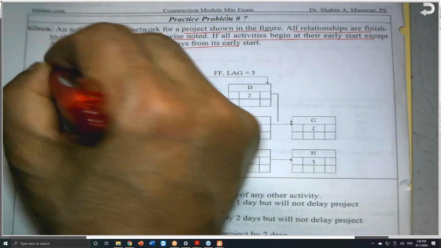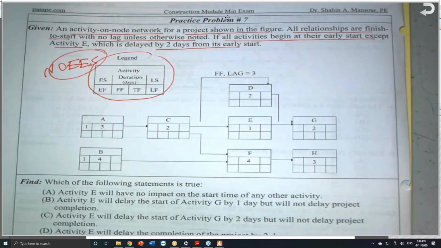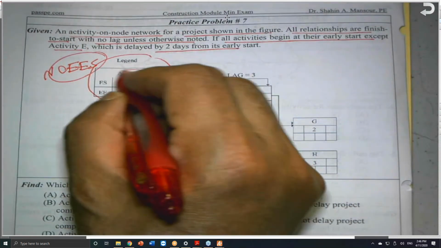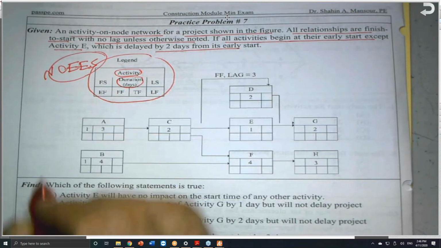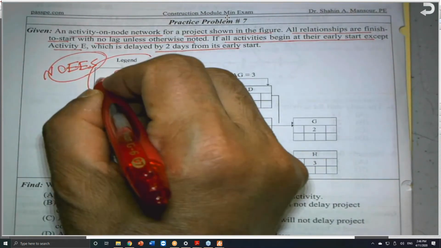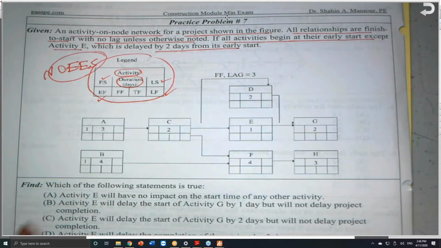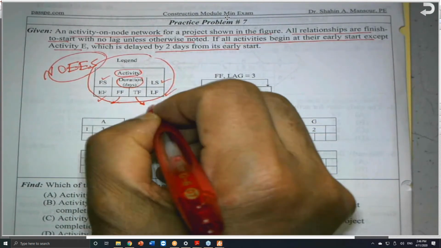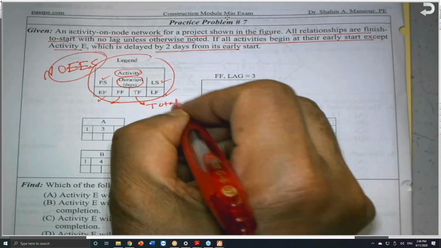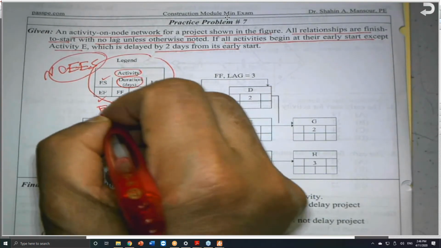This is the NCEES legend, where we have the activity name, whatever the name is, and the duration in days, and we have early start, early finish, late start, late finish, and we have FF and TF. This is the total float, and FF is the free float.